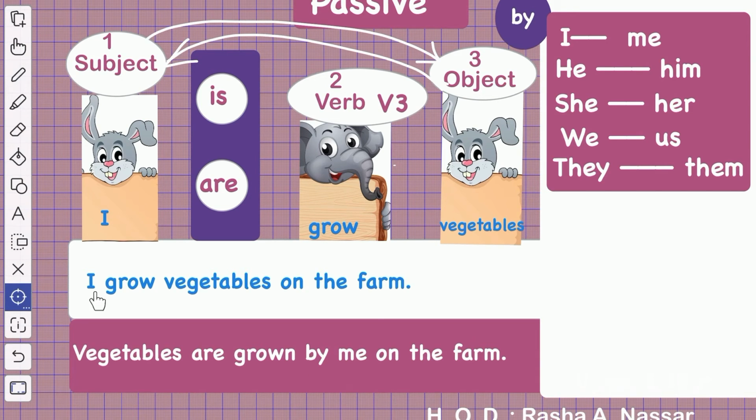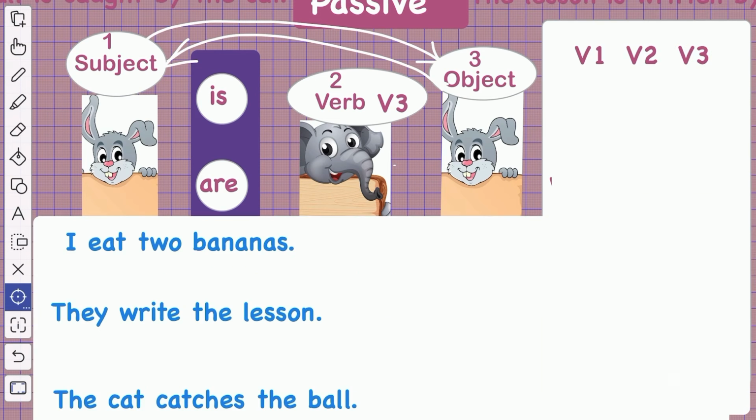But here the subject is not a noun or a name, it is a pronoun. So if the subject is a pronoun, we will change the pronoun into something else. I will be changed into me, he will be changed into him, she will be changed into her, we will be changed into us, and they will be changed into them. Into passive. Let's read each sentence together and try to change it into passive.